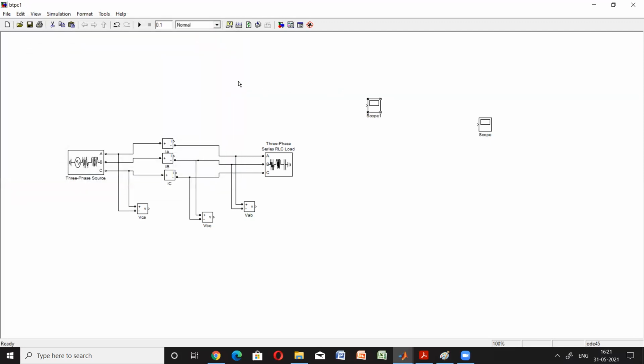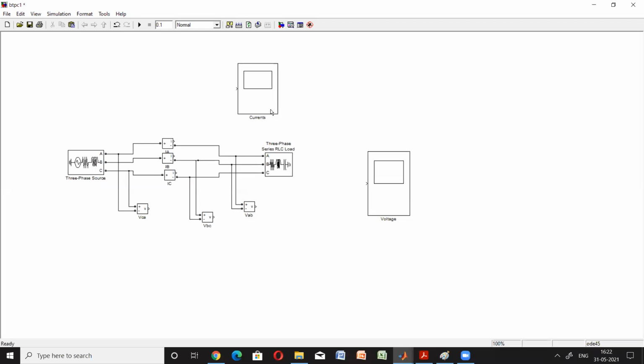What I am doing basically is using one scope for measuring the currents of the respective three phases, and one scope for measuring the voltages of the respective three phases. So we have two scopes, one for measuring the voltage and one for measuring the current.